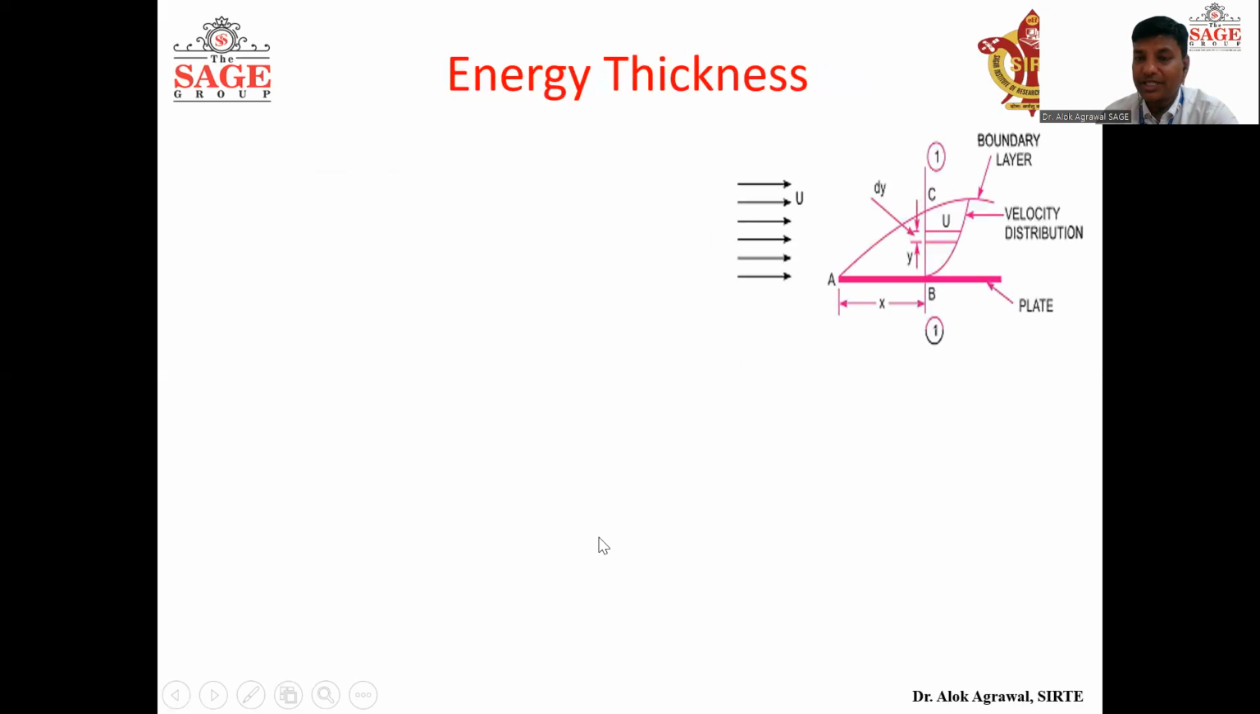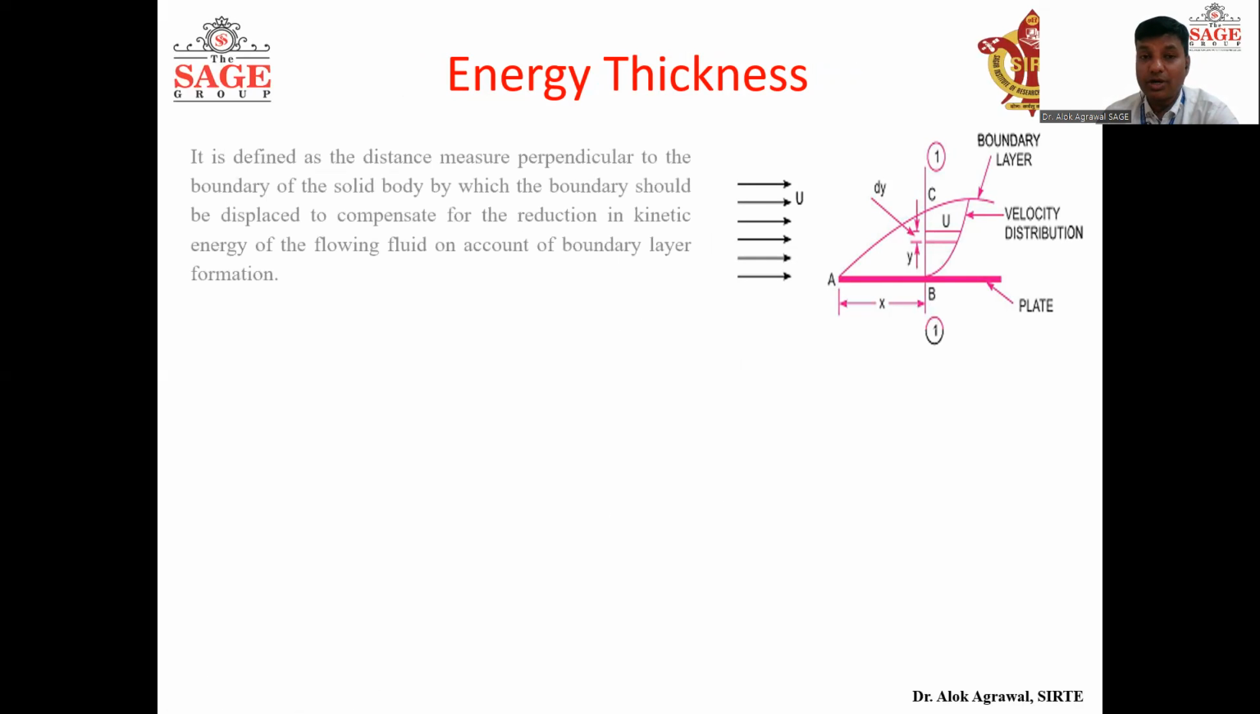Now last, energy thickness. Similarly, following the same approach, if the velocity is decreasing because of the presence of this plate, we have seen that the flow rate will have decreased. We have seen that momentum had decreased. So again, the kinetic energy will also decrease. So here we have to take that kinetic energy into account, and with this, energy thickness is defined as the distance measured perpendicular to the boundary of the solid body by which the boundary should be displaced to compensate for the reduction of kinetic energy of the flowing fluid.